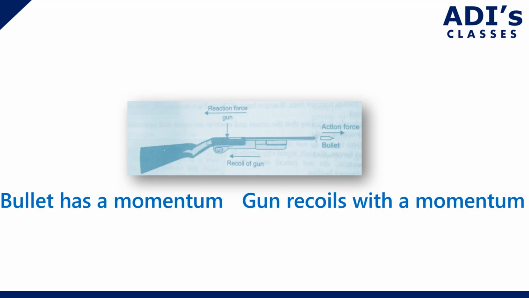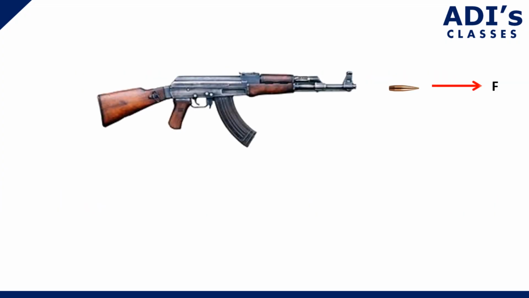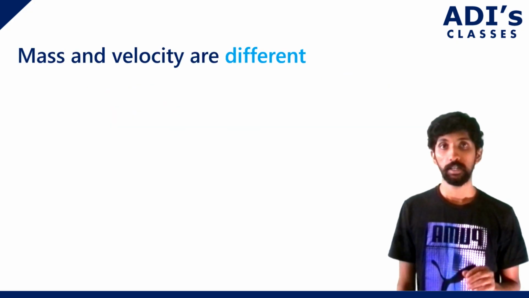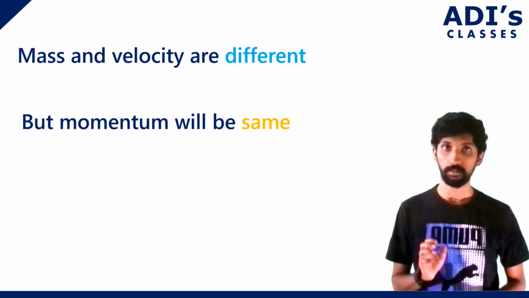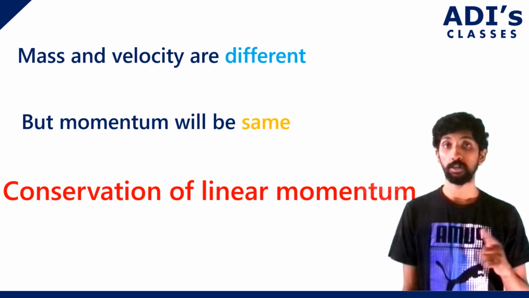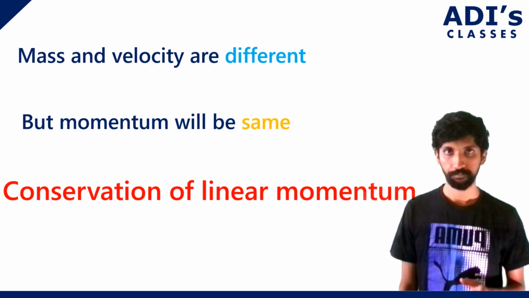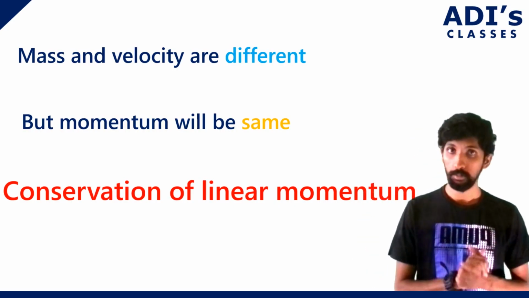Because what does Newton's third law state? The force is equal and opposite, correct? So as the bullet is moving forward, with the same force the gun recoils back. The only difference here is the mass is different and the velocity is different, whereas the total momentum should remain the same. So this is what we call conservation of linear momentum. Why linear momentum? You will see in later chapters you have one more thing called angular momentum. We'll come to that part later. For now, remember, this is conservation of linear momentum.